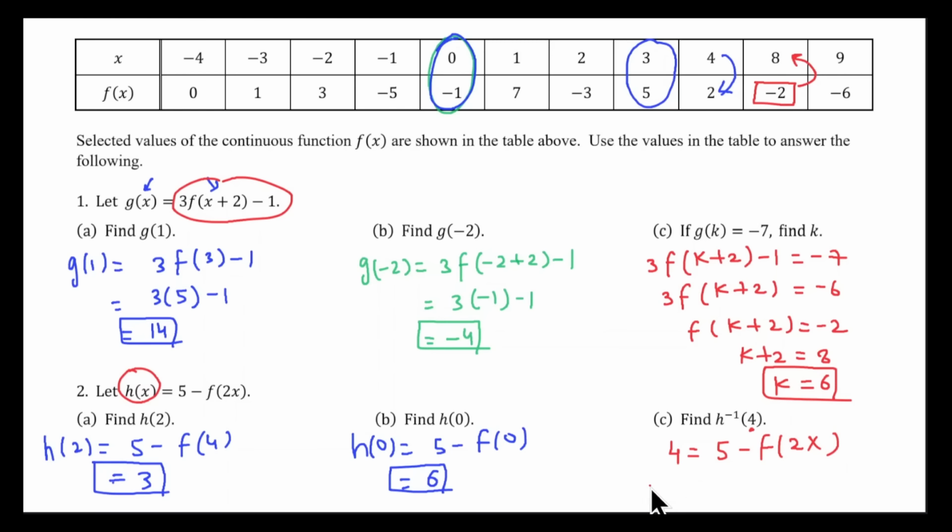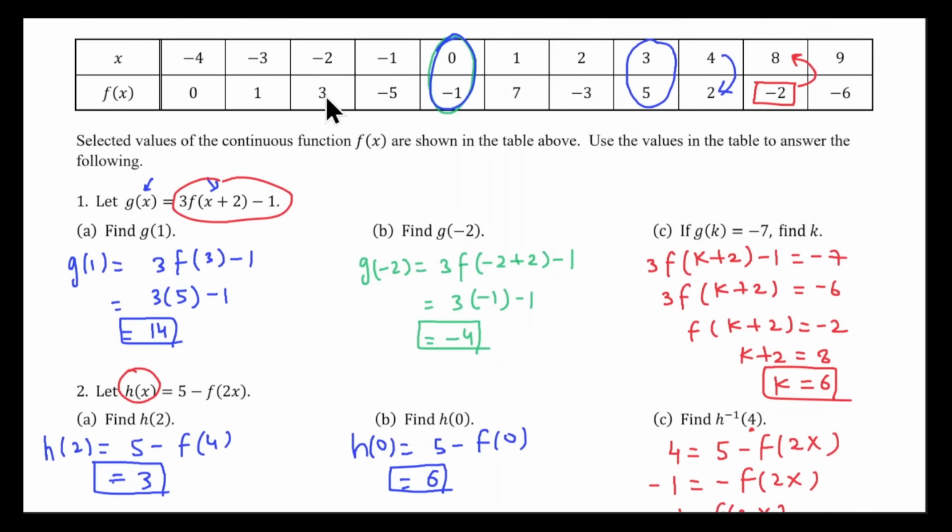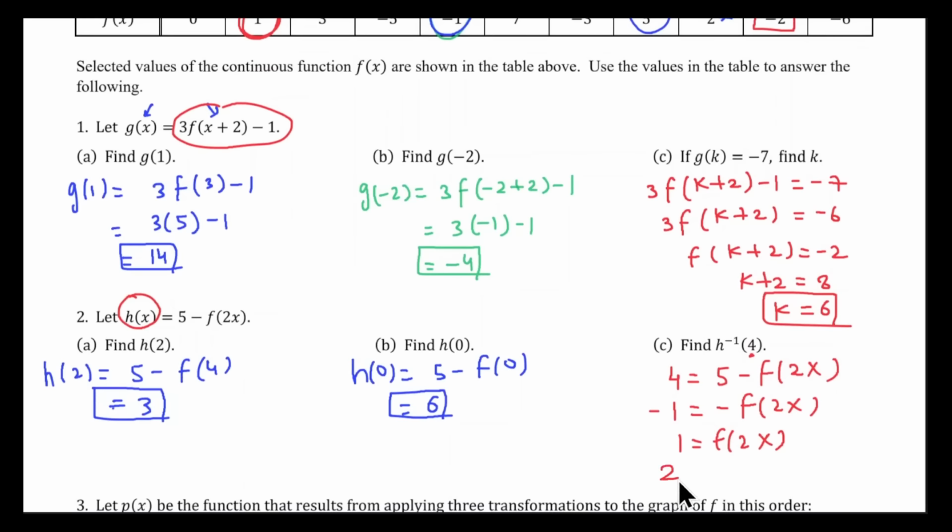So subtracting 5 from both sides, it will be minus 1 is equal to minus of f(2x). This means that 1 is equal to f(2x). When is f equal to 1? Look at the y coordinate, there you go. f is 1 when x is negative 3. So I'm going to say that 2x should be equal to negative 3, which means that x should be equal to negative 3 over 2.